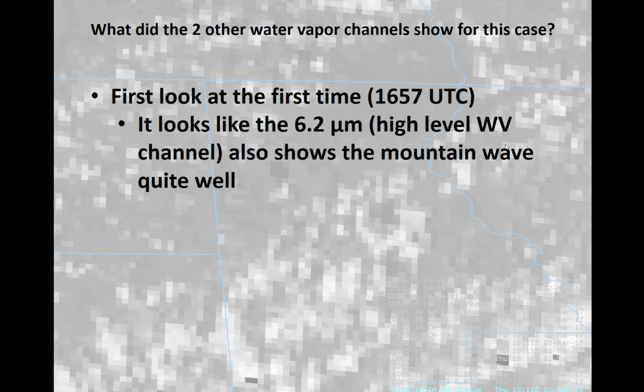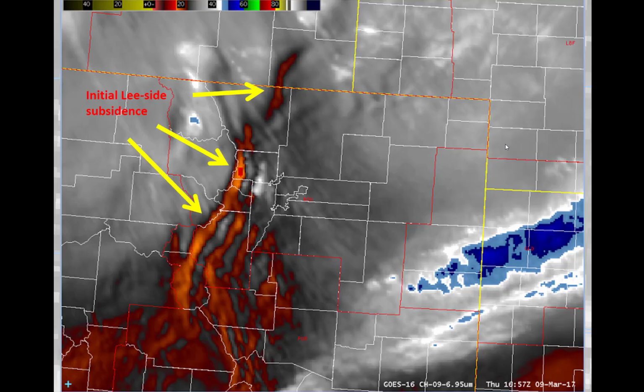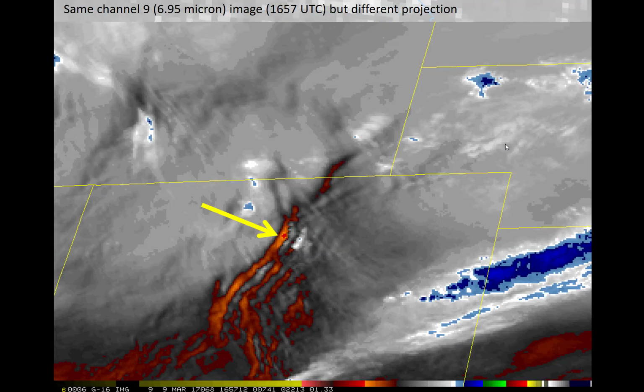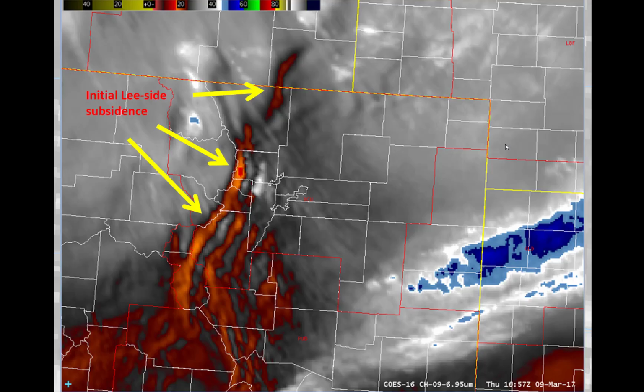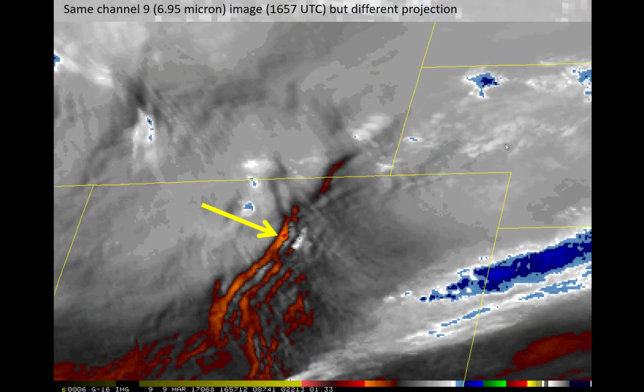So this was the first one. Okay. And so here's what you showed, and then this is a different projection of the same. Hey Ed, can you move closer to the mic? Yeah. So this is a different projection of this image from AWIPS. And then we'll look at a couple of the other bands.